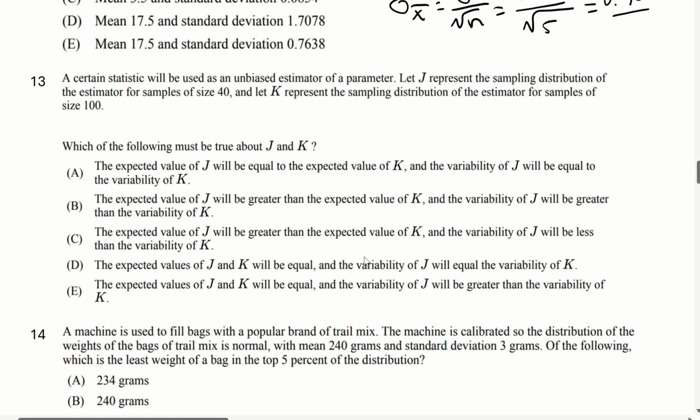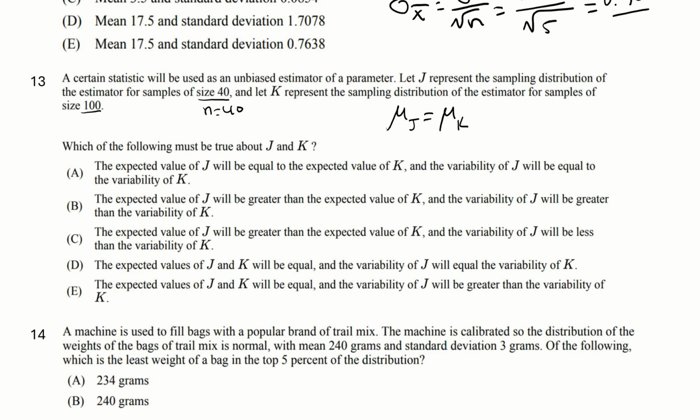All right. Number 13, a certain statistic will be used as an unbiased estimator of a parameter. Let J represent the sampling distribution of the estimator for samples of size 40. That's the sample size, so that's your n. Let K represent the sampling distribution of the estimator for samples of size 100. So that's another sample size there. Which of the following must be true about J and K? Okay, the expected value of J, that's the mean, will be equal to the expected value of K. Yeah, that's true. We know that the expected value for both should be the same.